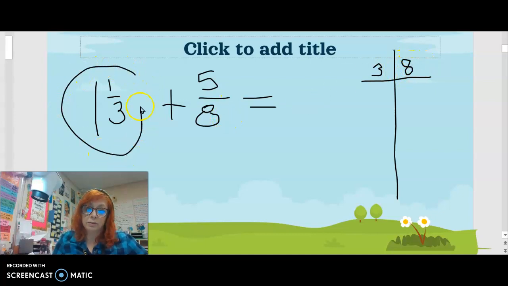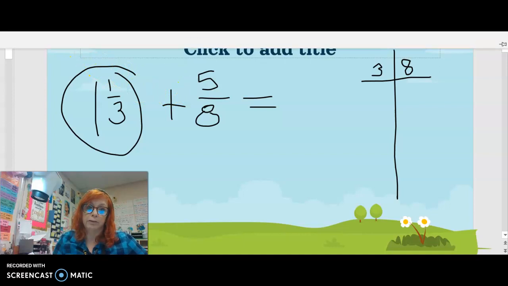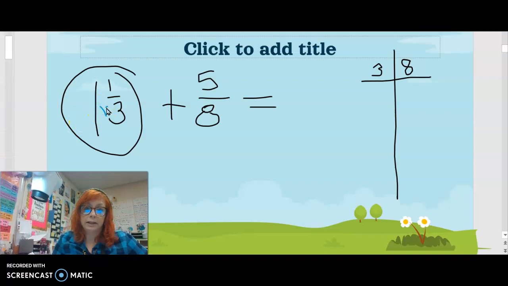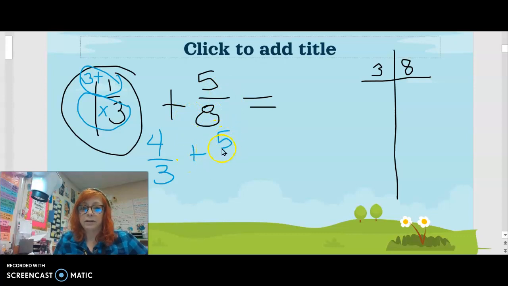Got to change this one into an improper fraction, okay? So how do I do that? Well, the way I do it is like this. First, I multiply these two. What do I get? 3 plus this one up here. What do I get? 4/3. Now I've got to do 4/3 plus 5/8.